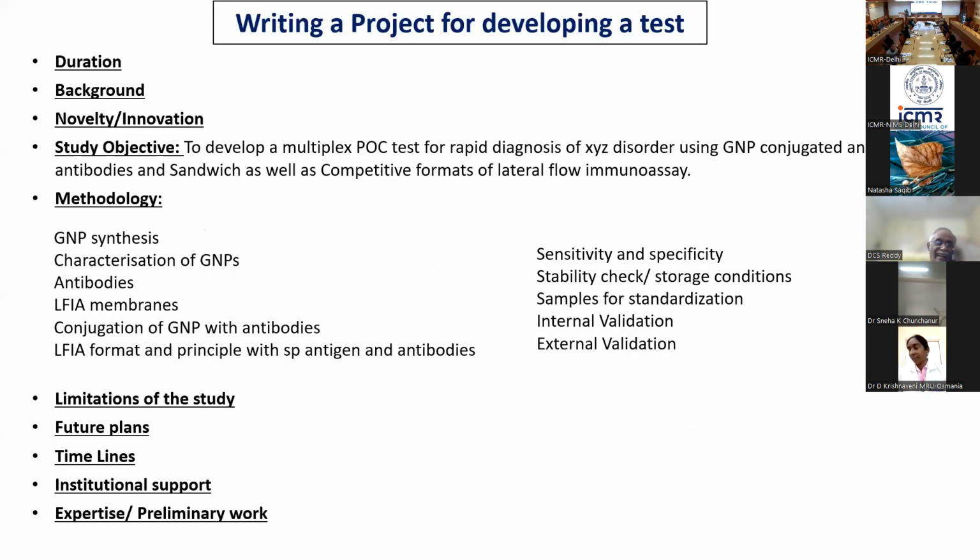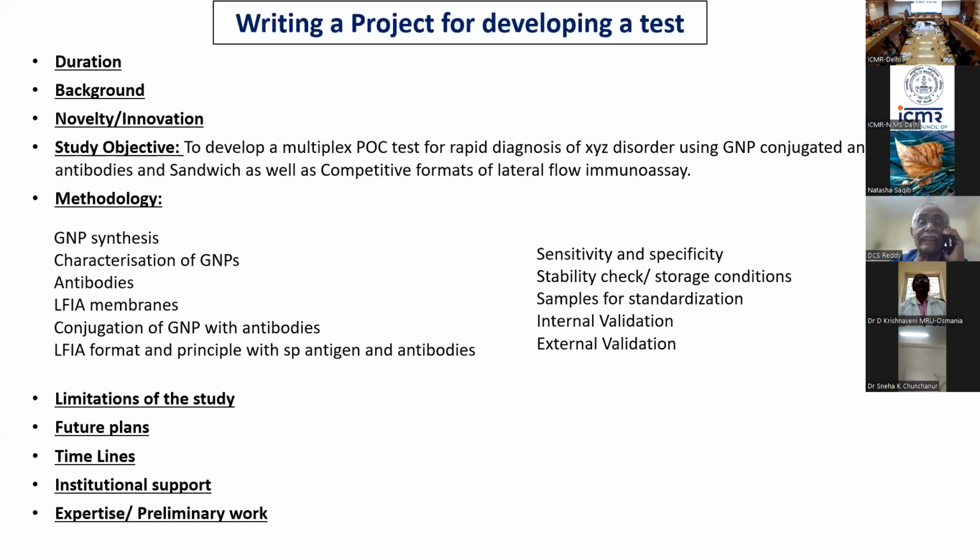Now, when it comes to writing a project for funding for technology, many things which were said yesterday all apply here also, even in the study objective or the aim. As ma'am said yesterday, you should be writing exactly what you want to do. For example, I'm going to develop a multiplex POC which is going to detect XYZ things in this disorder, and it's going to be a sandwich and competitive LFI. This shows the reviewer committee that you know what you're doing and you've done your homework. Even in your methodology, if it is your first time, give 2-3 protocols of GNP synthesis. They know you're going to try the 3 things. So everything should be crisp and not vague.